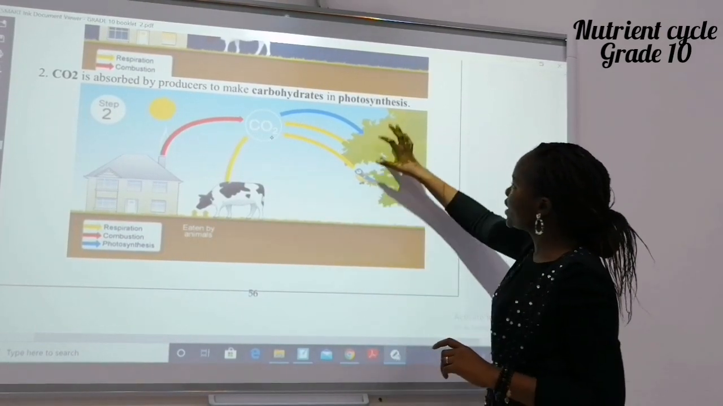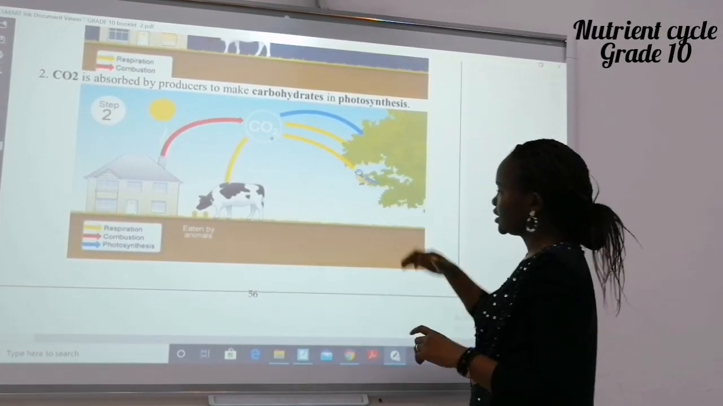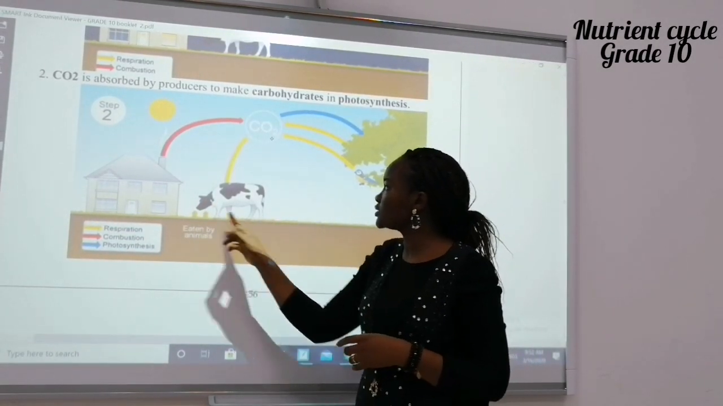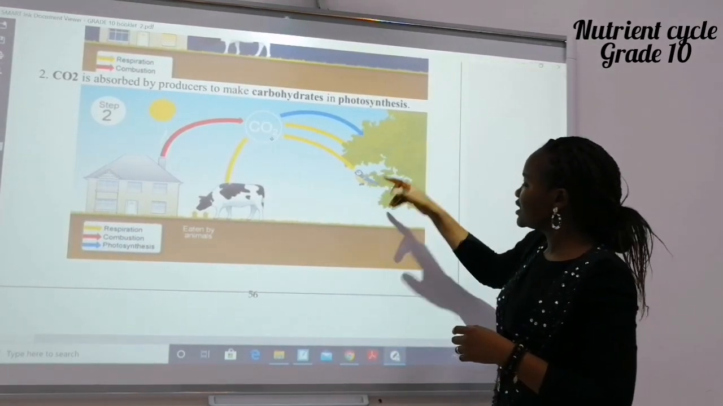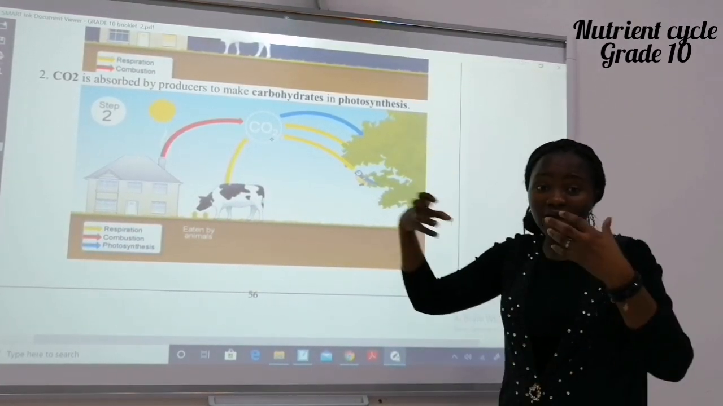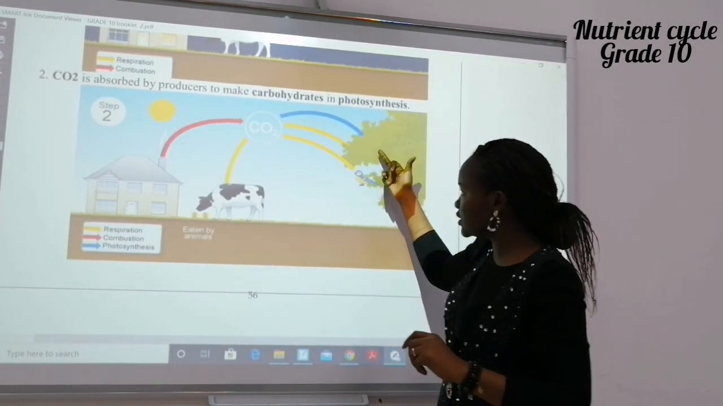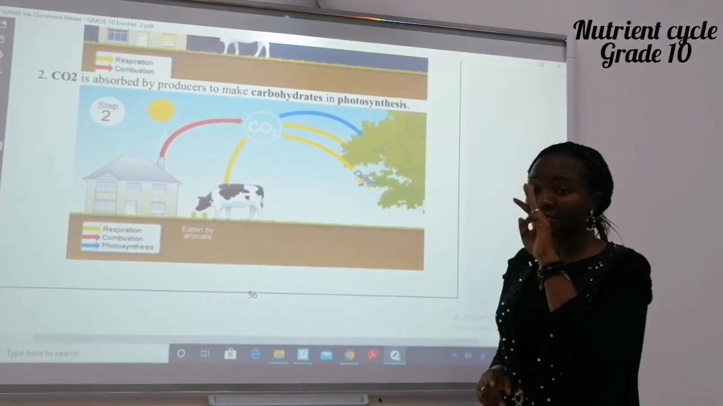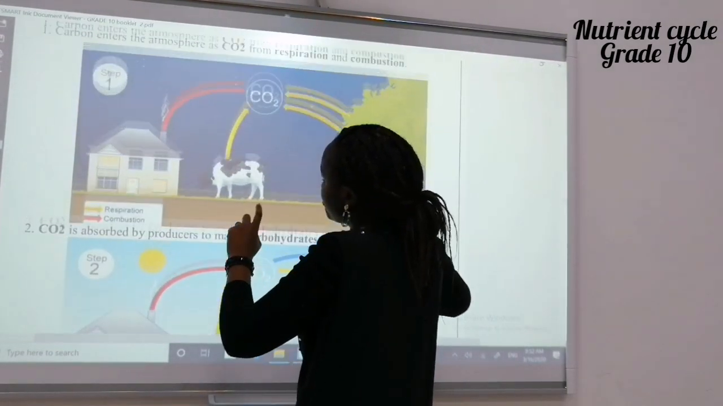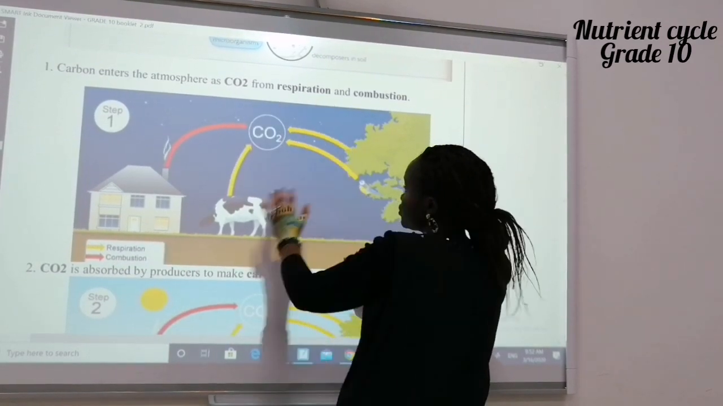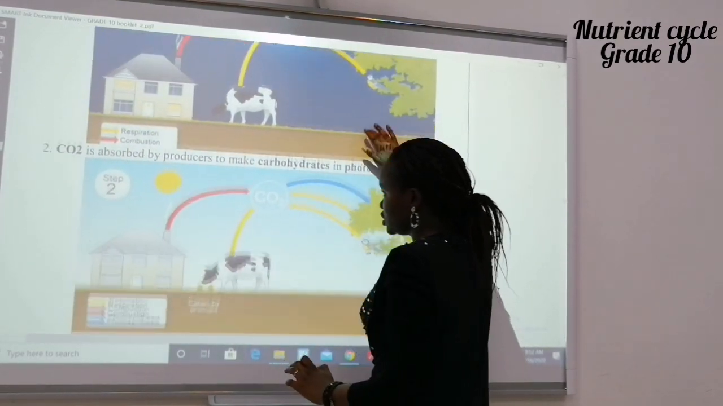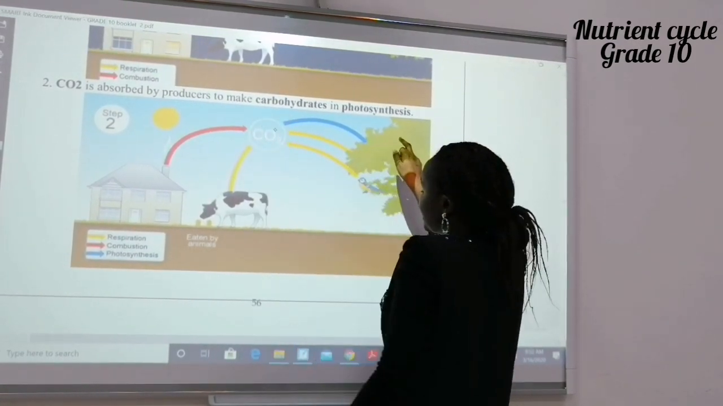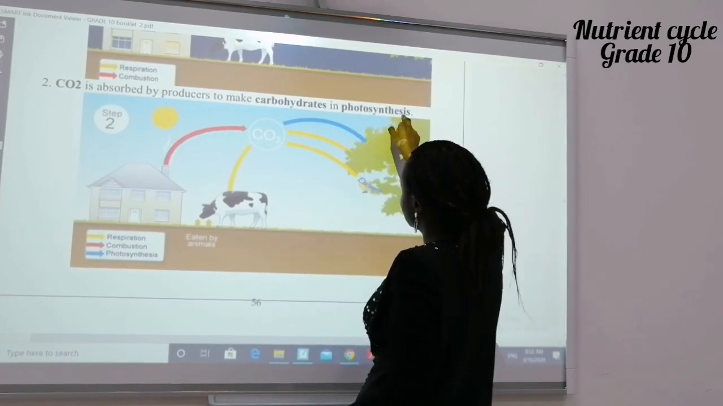When the CO2 is taken into the plants, the plant contains carbon. You can see this animal feeding on this plant. The carbon in the plant is transferred into the animal because it is eating the plant, which has carbon. So that takes us to step 3. Let's do a recap. Step 1, carbon enters the atmosphere through combustion and respiration. Step 2, CO2 is absorbed by leaves or plants through photosynthesis.